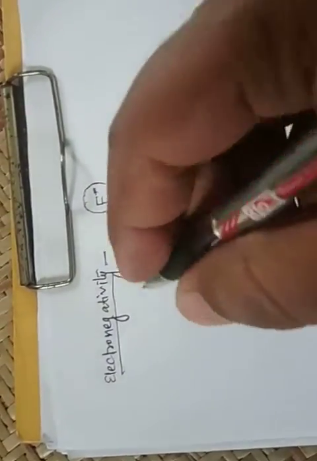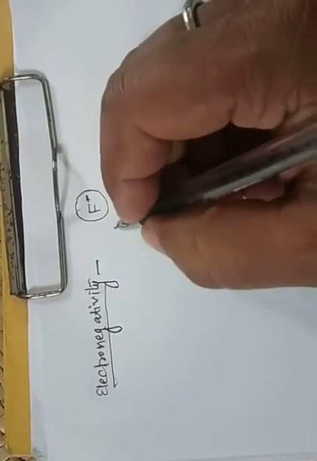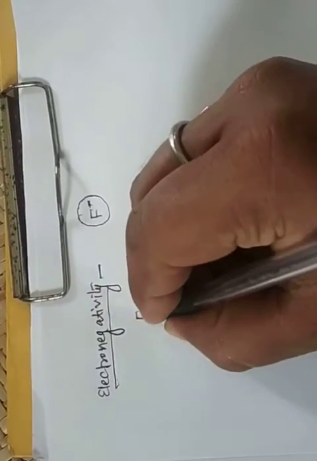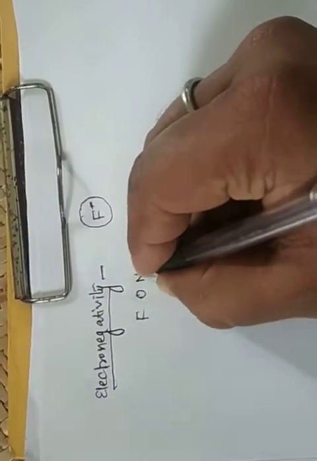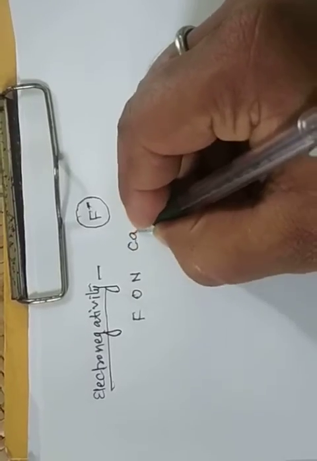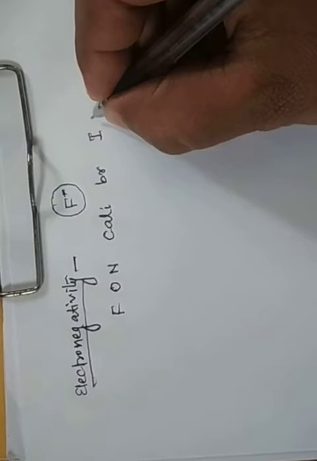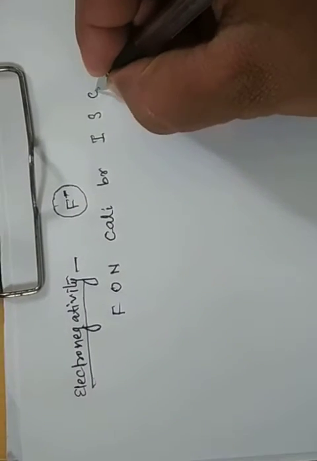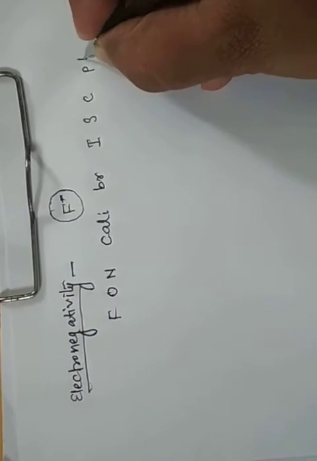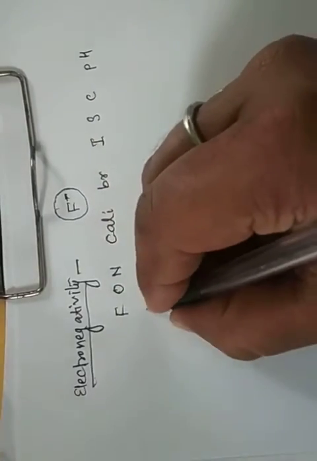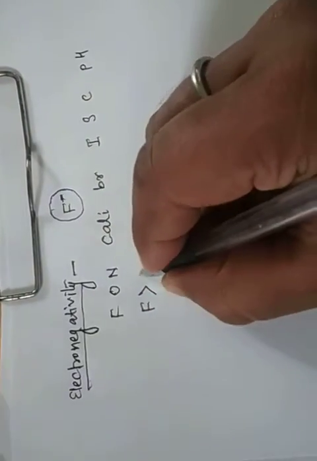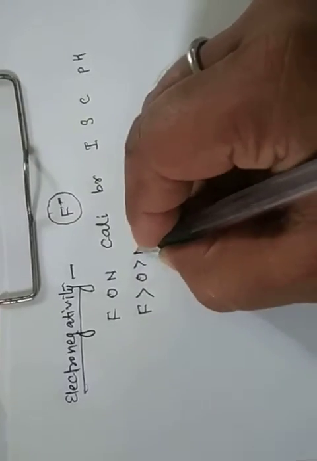This is a simple trick to learn which element is more electronegative and which is less electronegative. Just learn "F O N Cl Br I S C P H". So F, fluorine, is more electronegative than oxygen, then nitrogen.